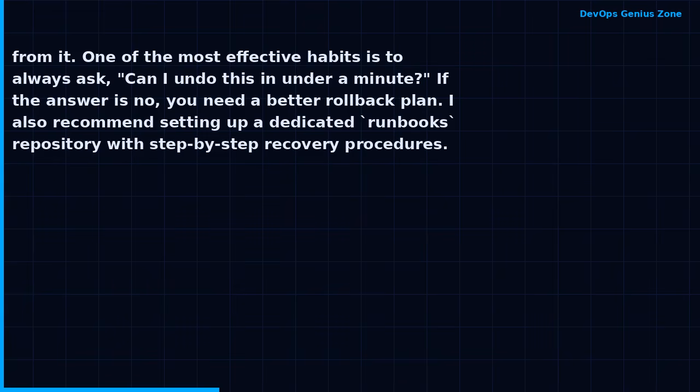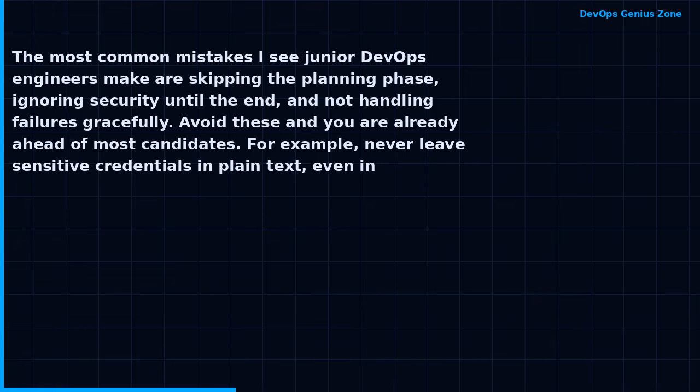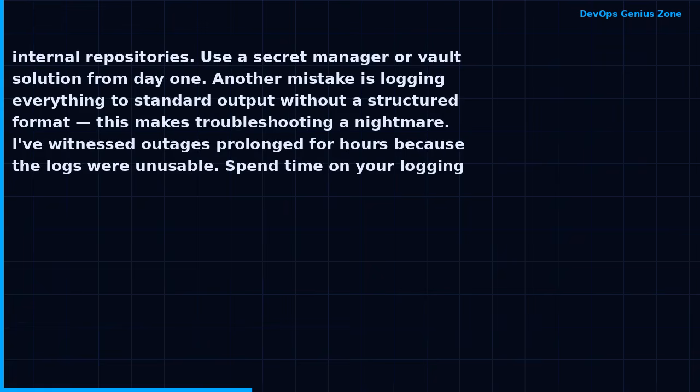The most common mistakes I see junior DevOps engineers make are skipping the planning phase, ignoring security until the end, and not handling failures gracefully. Avoid these and you are already ahead of most candidates. For example, never leave sensitive credentials in plain text, even in internal repositories. Use a secret manager or vault solution from day one.